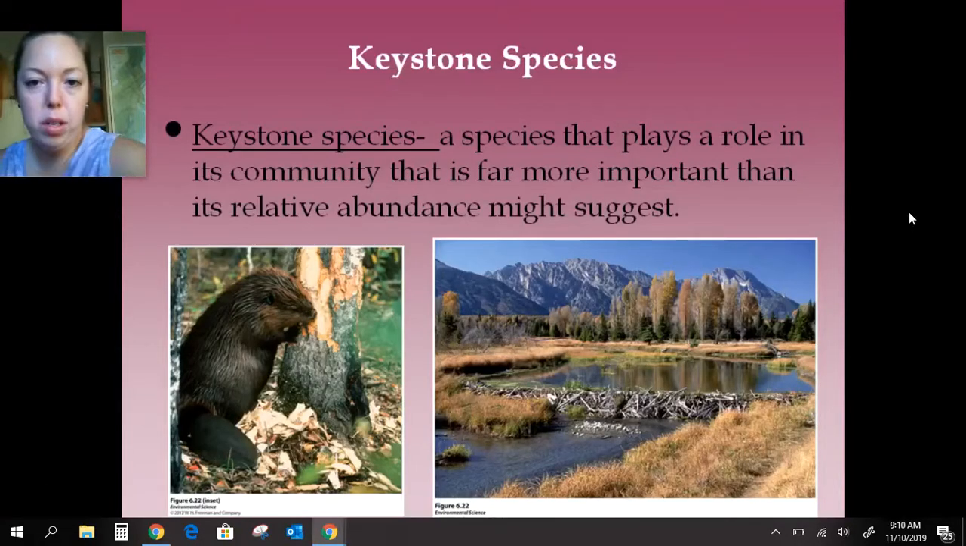Keystone species. We talk about this in class a little bit when we do our Wolves of Yellowstone activity, but make sure you're familiar with this term, right? It's a species that plays a role in its community that is far more important than its relative abundance might suggest. Okay, so if we were to remove this species from the food web, nearly every part of the community would be impacted. Okay, so keep that in your noggin.